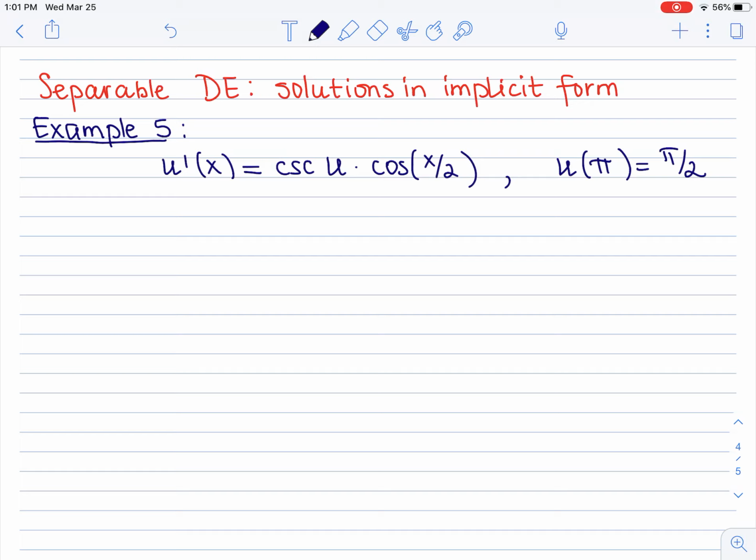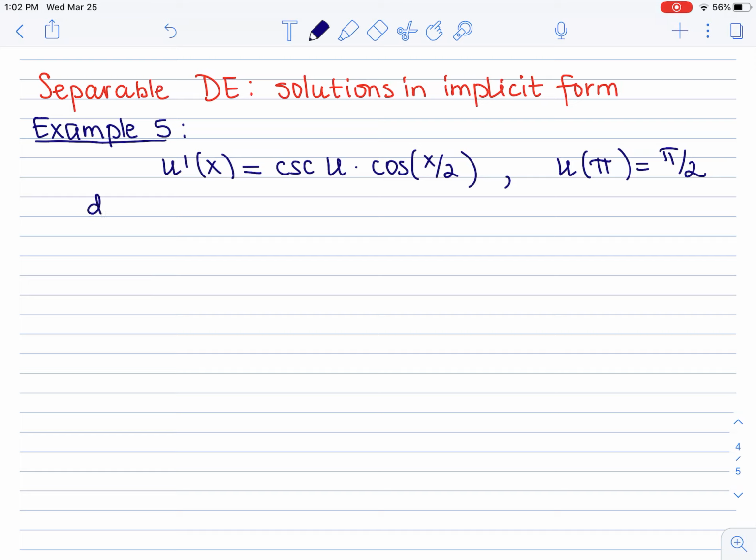Hello everybody. This is the last video for the section about separable differential equations, and we will go through one example. The example is u prime of x is equal to cosecant of u times cosine of x over 2, and we have an initial condition of u of pi is equal to pi over 2. This will be similar to example 4, but now we're dealing with trigonometric functions.